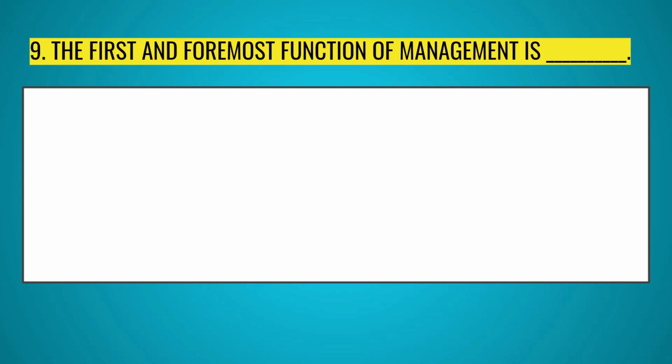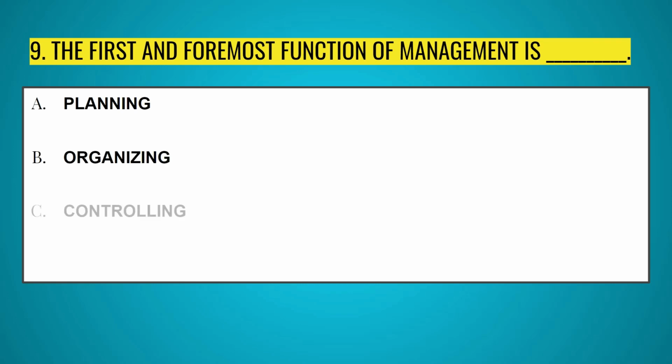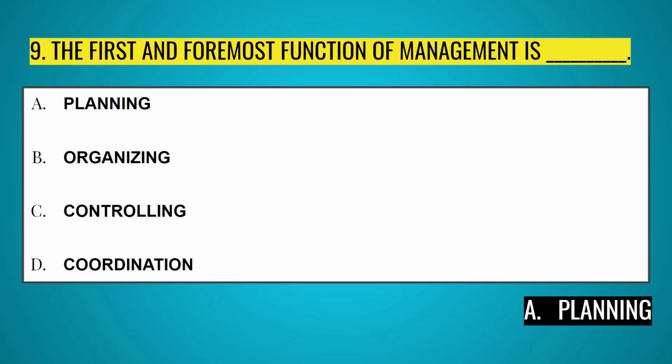Question number 9. The first and the foremost function of management is option A. Planning. Option B. Organizing. Option C. Controlling. Option D. Coordination. The answer is option A. Planning.